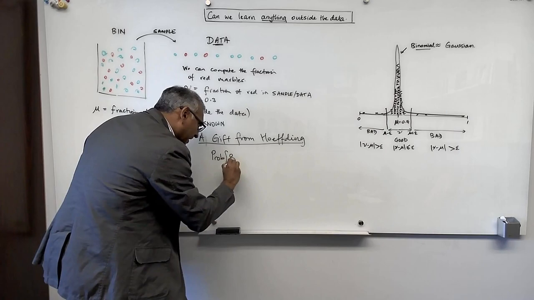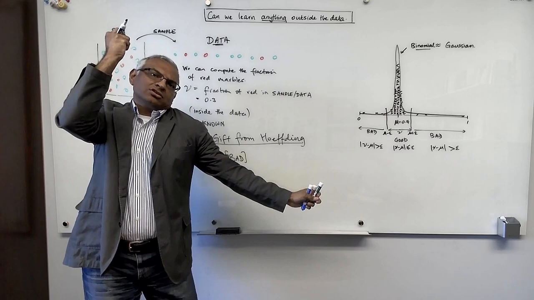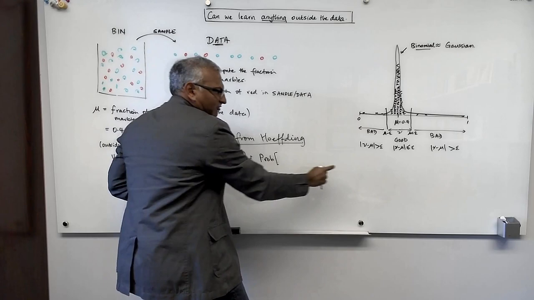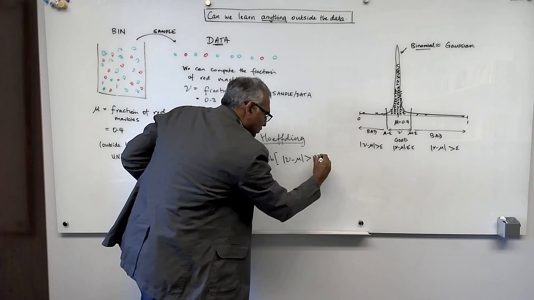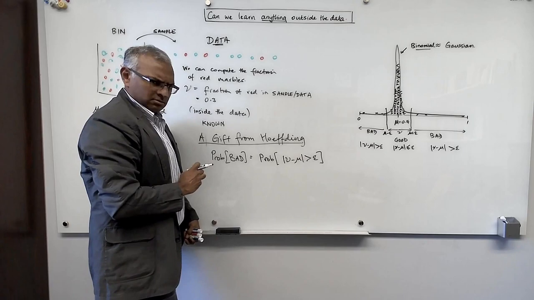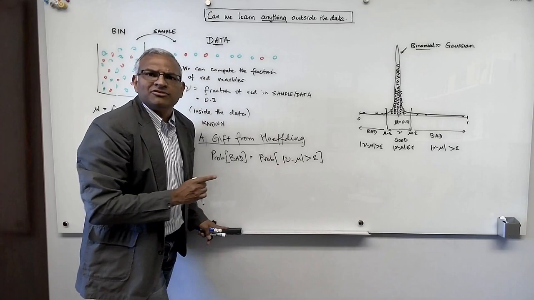Now what does bad mean? Bad means that you would be very wrong if you claimed that the population fraction of red is equal to the observed sample fraction of red. So the bad thing happens if nu minus mu is greater than epsilon. So that's what bad means. So he said that the probability that you're in a bad situation, i.e. the probability that these guys deviate a lot, and then the first question you should say, whoa, what is this epsilon? And that's what's interesting in this Hoeffding bound. Well, that's up to you to define what bad means.